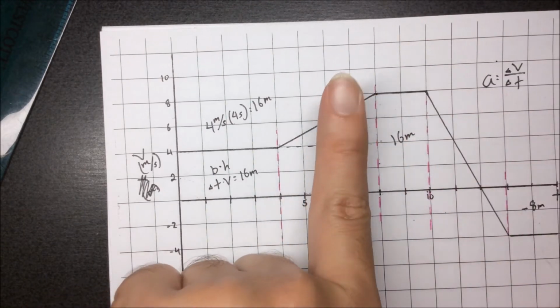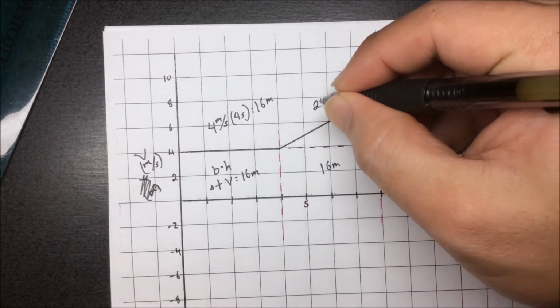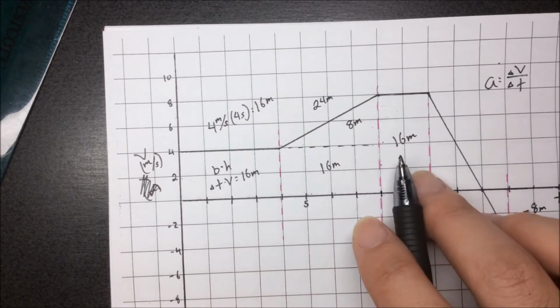So for this middle section right here, we are going a total of 24 meters. So 24 meters is going to be our actual distance covered, or displacement covered, there.